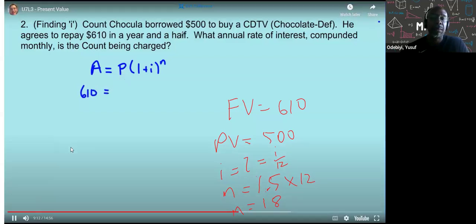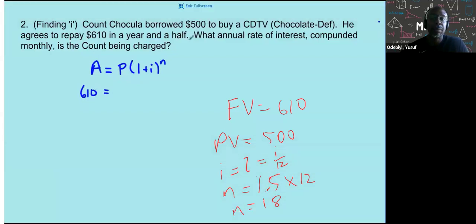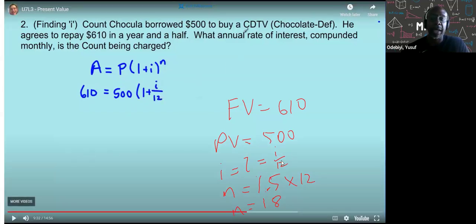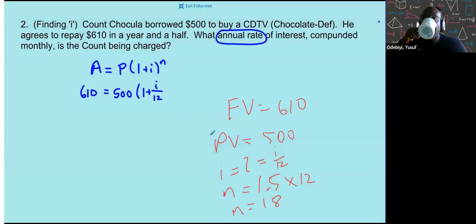We know that his original principal that he needed to borrow to buy the TV was $500. We don't know the interest rate, but what we do know is that it's compounded monthly. So if it's compounded monthly, the annual interest rate will be divided by 12. It asks for the annual rate, not the monthly rate.